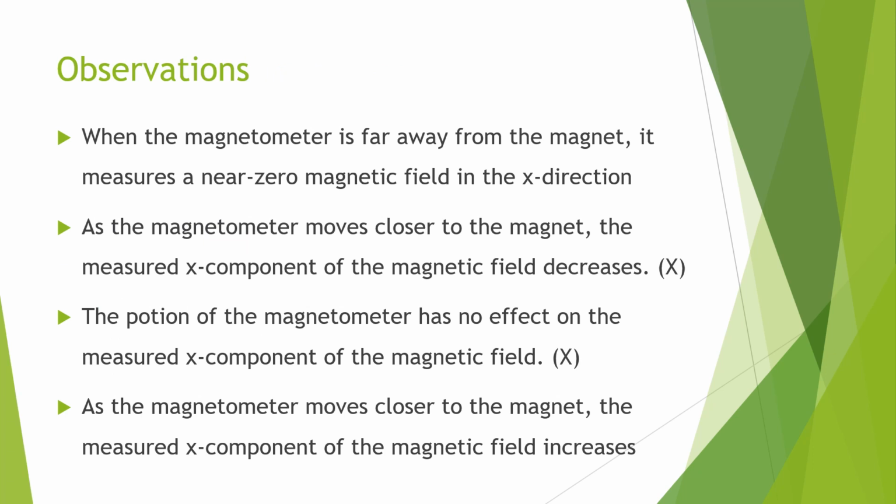Some observations from this lab were that when the magnetometer is far away from the magnet, it measures a near zero magnetic field in the x direction, and as the magnetometer moves closer to the magnet, the measured x component of the magnetic field decreases. The position of the magnetometer has no effect on the measured x component of the magnetic field. As the magnetometer moves closer to the magnet, the measured x component of the magnetic field increases.